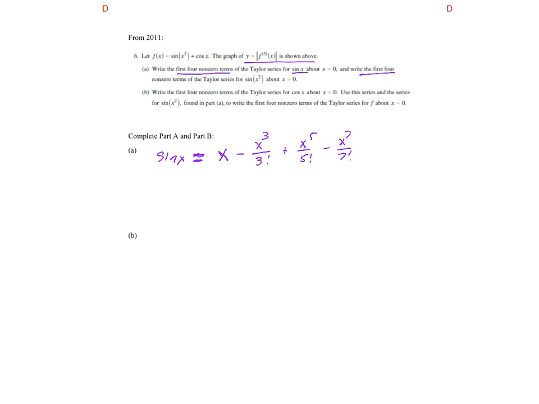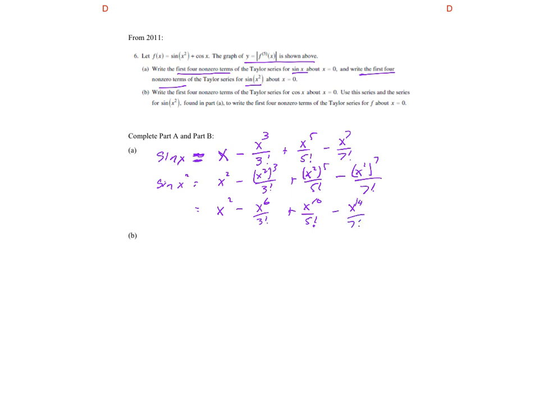Okay, then write the first four non-zero terms of the Taylor series of sine of x squared. So if I go to sine of x squared, wherever there's an x, I'm going to replace it with x squared. So if I clean that up, if you have x squared cubed, you multiply the exponents together, so you get the 6th. And then I have the 10th. Those are my factorials, minus the 14th. All right, so I like those two.